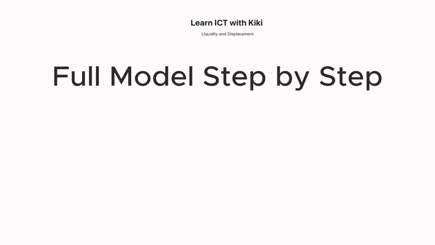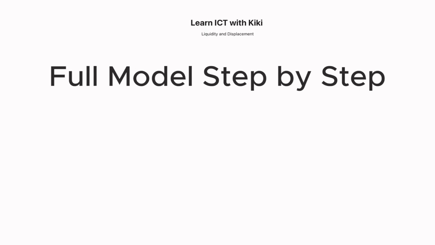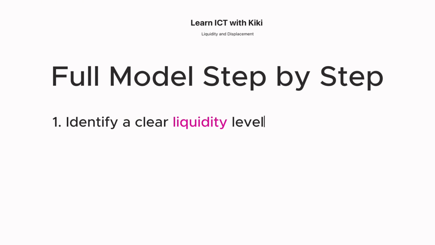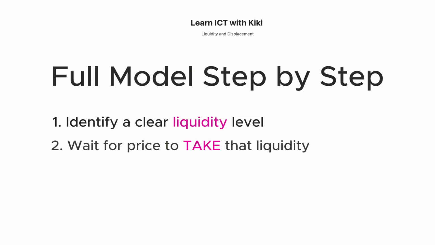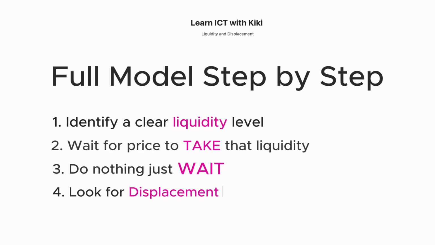Let's walk through the full model step by step. First, identify a clear liquidity level. Second, wait for price to take that liquidity. Third, do nothing, just wait. Fourth, look for displacement away from that level. That displacement tells you the market has shifted. Only after this sequence do we begin looking for an entry. We are not predicting tops or bottoms, we are reacting to confirmation.